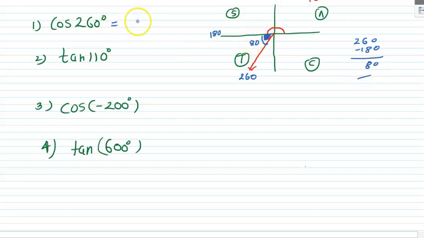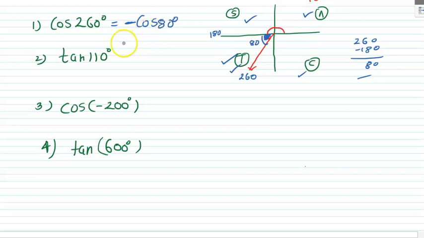So cos 260 degree, you can write down here cos 80 degree. Now we need to put the sign. We are in tan's house, add sugar to coffee. So tan will be positive, rest will be negative. Did you get your answer right?